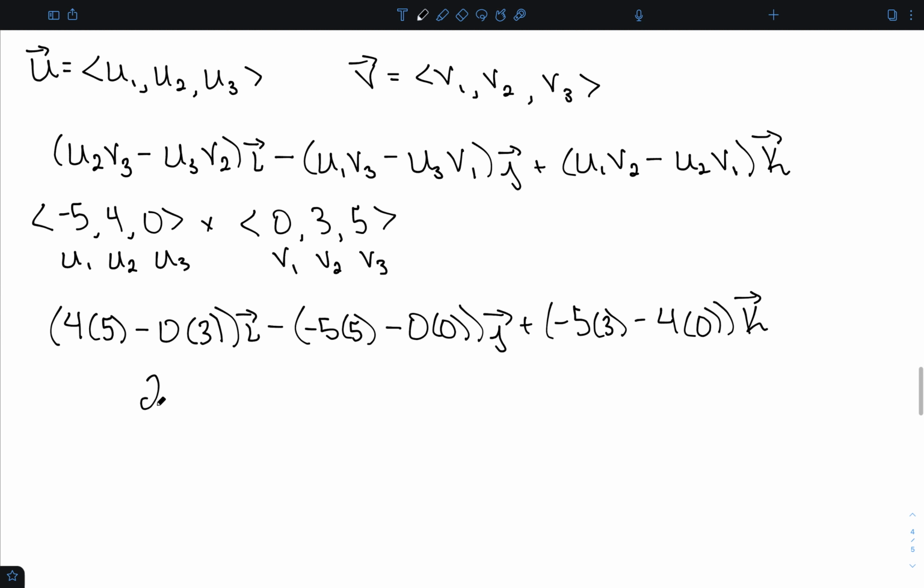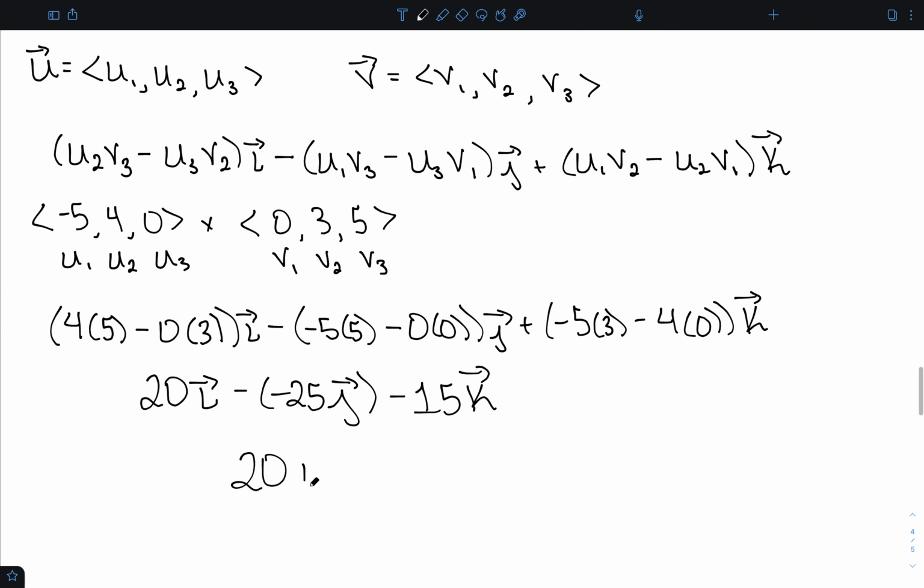Simplifying, this is 20i minus -25j minus 15k, or 20i plus 25j minus 15k, which is exactly what we got in the previous example.